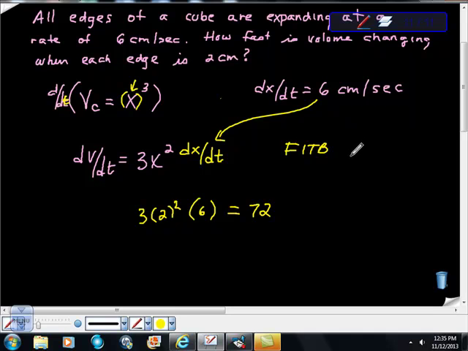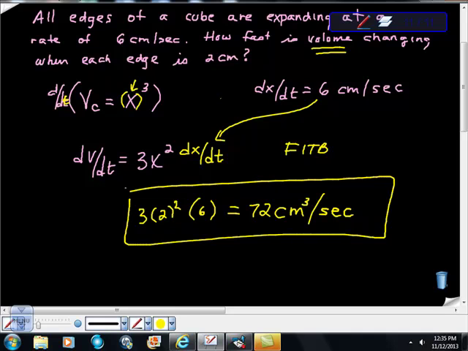Please be careful on the AP exam if you're doing a free response question. If you forget to write units or you write the wrong units, you lose one of your 9 possible points. What a crappy way to lose those points. So it's 72 centimeters, volume, right? Volume tells us that we're going to use cubed. And our time units are seconds. So there's our answer.